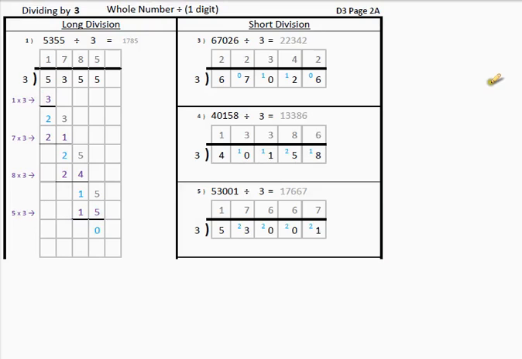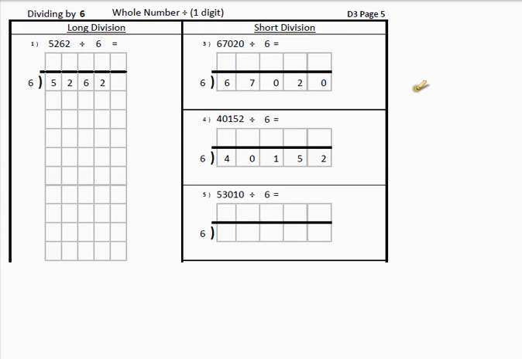Now there you go, there's your answers. How did you find this one? Could you do it? 3 goes in 6 twice. There was no remainder. 3 goes in 7. How many times? Twice. 2 times 3 is 6. In other words, there is 1 remainder. 3 goes in 10. How many times? 3. 3 times 3 is 9, so there is 1 remainder. And then 3 goes in 12 4 times. There is no remainder. And then 3 goes in 6 twice. Okay, pause the video and check your answers.